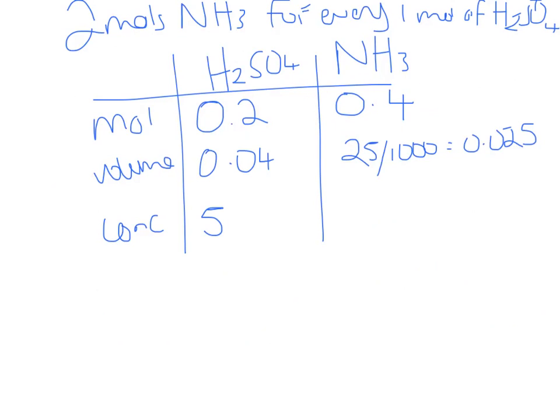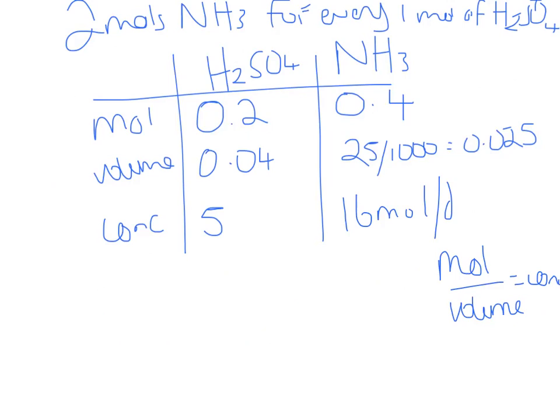And now that I have both the 0.4 here and the 0.025 here, I can do moles divided by volume. Again, remember it's moles divided by volume equals the concentration. So 0.4 over 0.025 gives me a value of 16 moles per decimeter cubed.